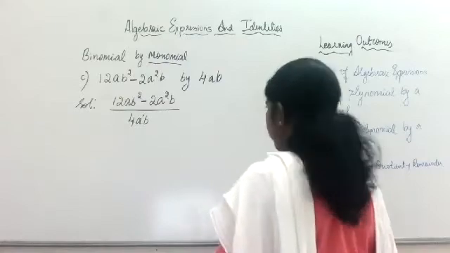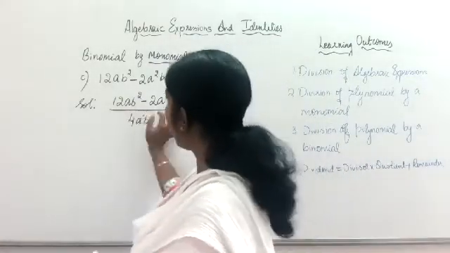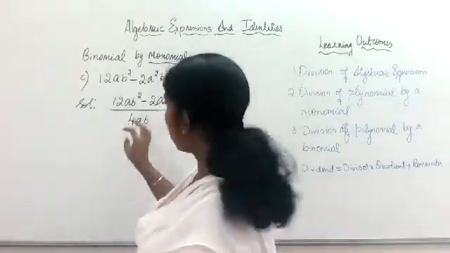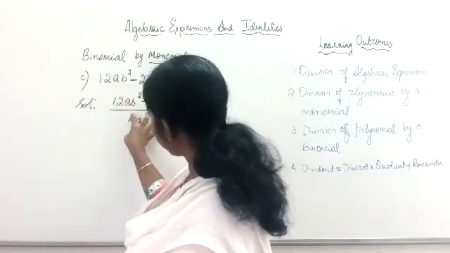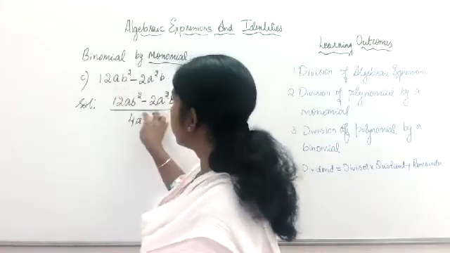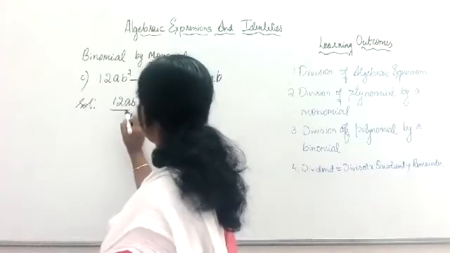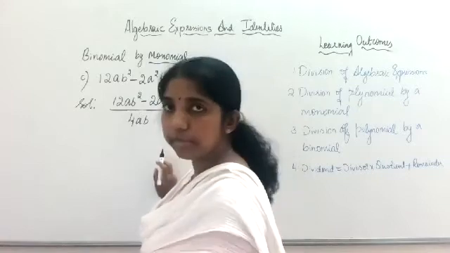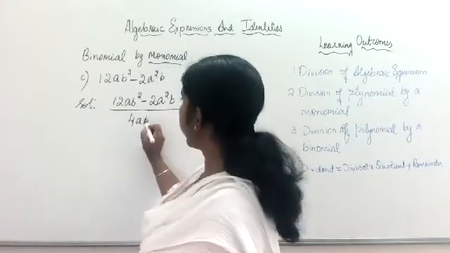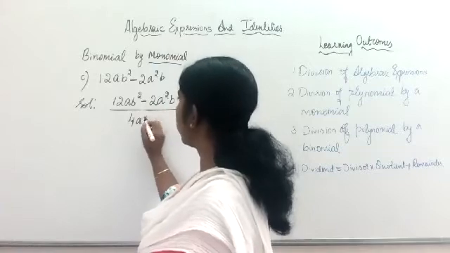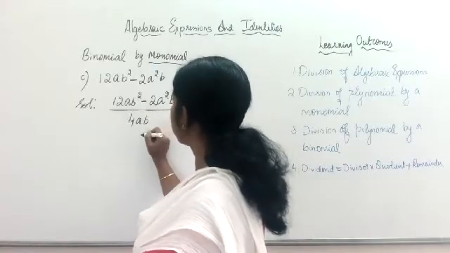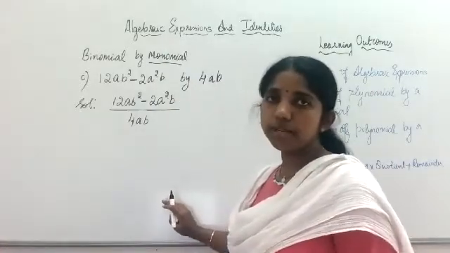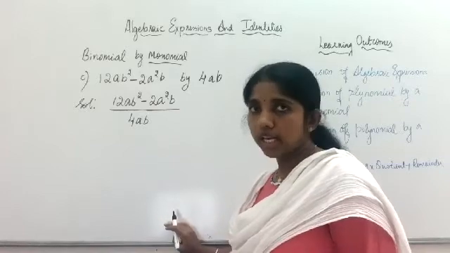So this division is for everything, right? The whole is divided by 4AB. So 4AB divides this also, this also. So this 4AB divides 12AB square as well as 2A square B also. So you cannot say from here that this A gets cancelled with this, this B will be cancelled with this. No, that's the wrong way of simplifying the binomial by monomial division.